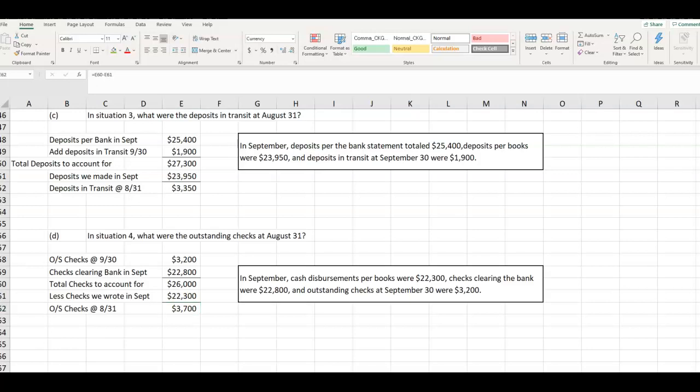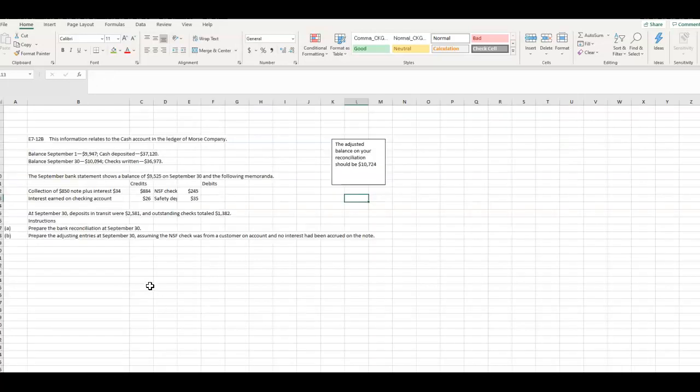Finally, we'll go to one more example, and I'm not going to work it. I'll send this file to you guys and you'll have it in your possession. Here is a simple bank reconciliation to be done. I just ask you to prepare the bank reconciliation as of September 30th. And I've given you the reconciled balance. The adjusted balance after you make the reconciliation should be $10,724. And then finally, make your adjusting entries on September 30th, assuming that the NSF check was for a customer on account and no interest had been accrued on the note.